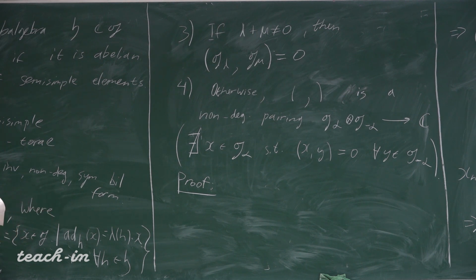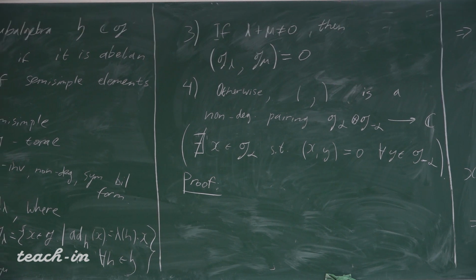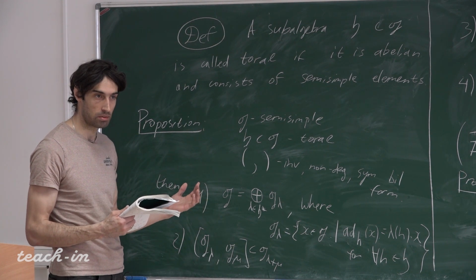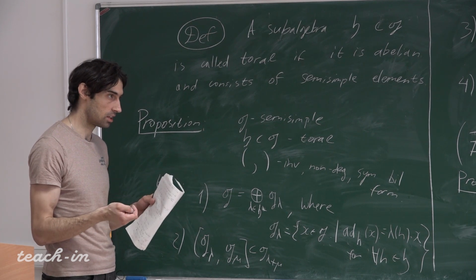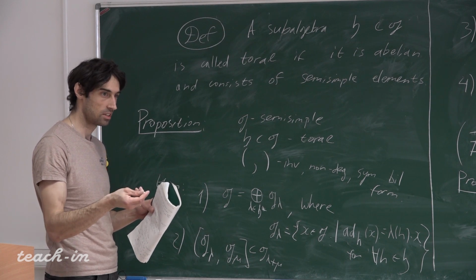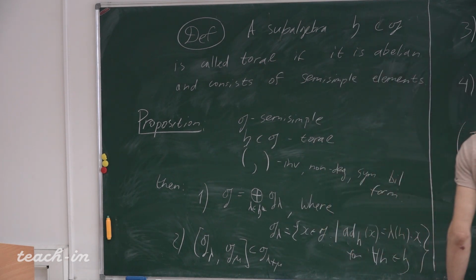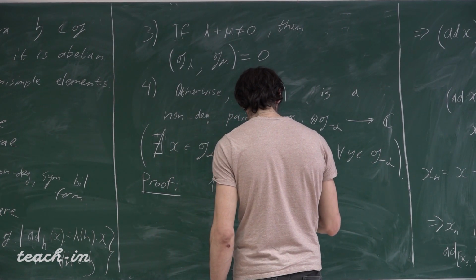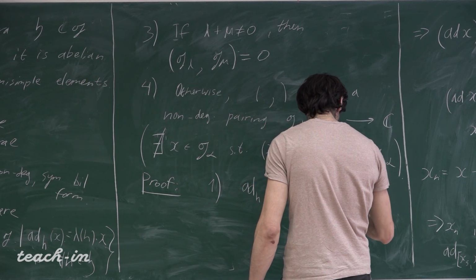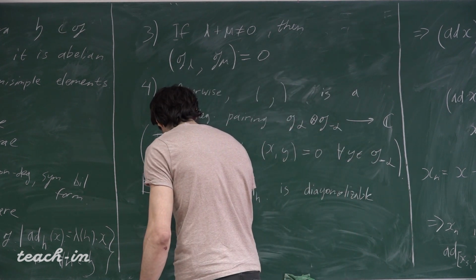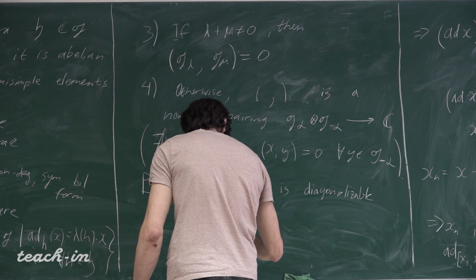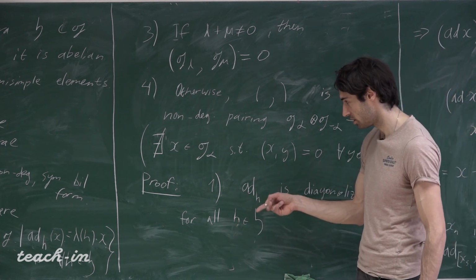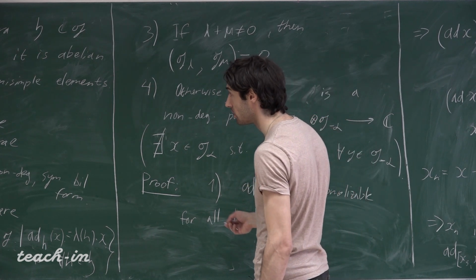Right, so there's not too much to prove in the first two. The first one says that in H all elements are semisimple, and therefore they're diagonalizable. So let me write: ad h is diagonalizable for all elements h in our subalgebra H. This is just because all these elements are semisimple. And also they commute, because H is abelian.